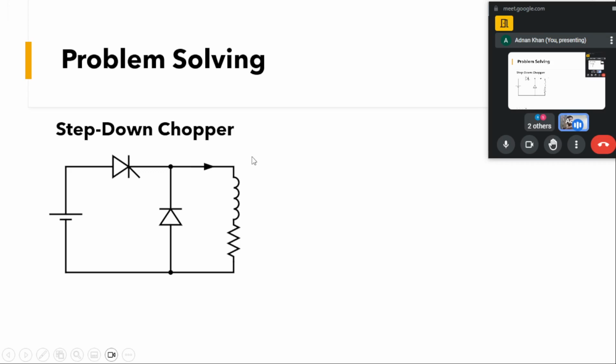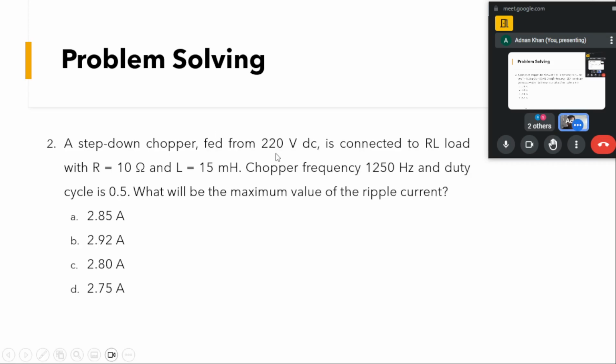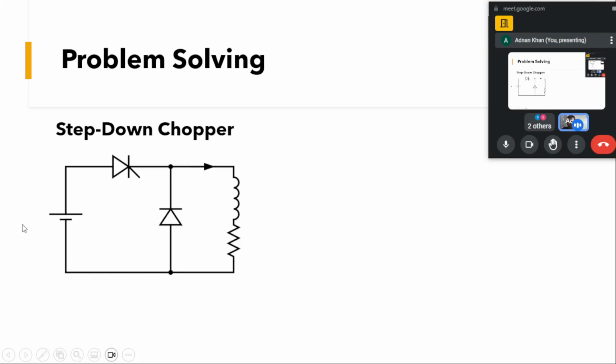Now let us see. If you can see here, what we were given is an input of 220 volts, so our input is 220 volts DC.